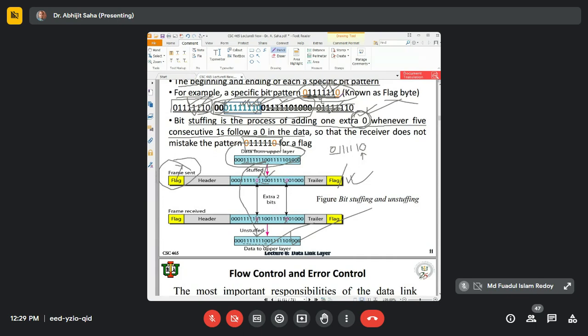The sender side is going to add that extra bit. After getting the five ones, he is going to add a single bit 0. That is the sender side. On the receiver side, when we get five consecutive ones, the following 0 is removed, and then the data is counted. That is going to be unstuffed. To get the original data, you have to unstuff.